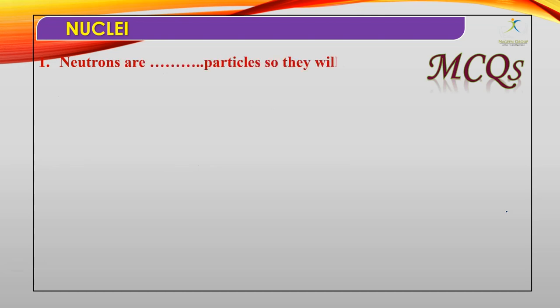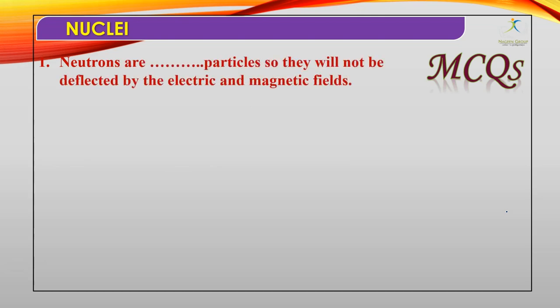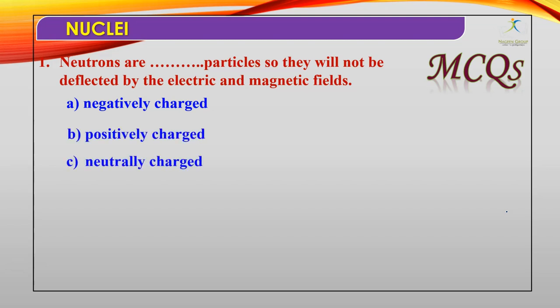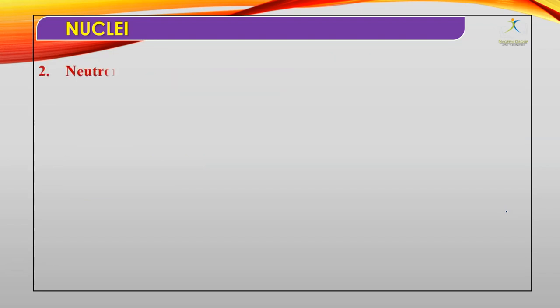Now let's move to some questions. Neutrons are dash particles, so they will not be deflected by electric and magnetic fields. Options are: negatively charged particle, positively charged particle, neutrally charged particle, none of these. The correct answer for this question is neutrally charged.